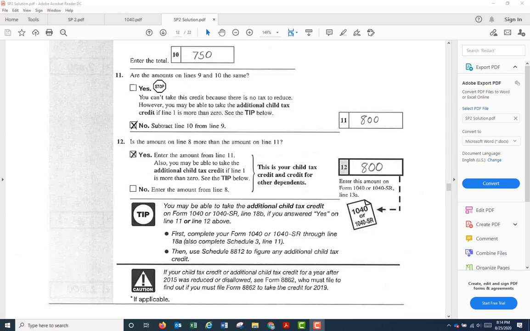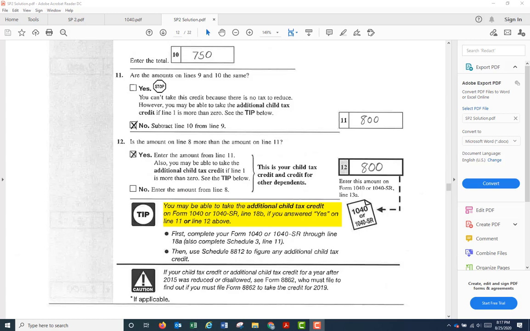As it states in line 12, this is the child tax credit and credit for other dependents, but we don't have none, so all of this is the child tax credit. And it also says enter this amount on Form 1040, line 13A, which is the purpose of doing this worksheet, right? Furthermore, it says in this section, you may be able to take additional child tax credit on Form 1040, line 18B, if you answer yes on line 11 or line 12 above.